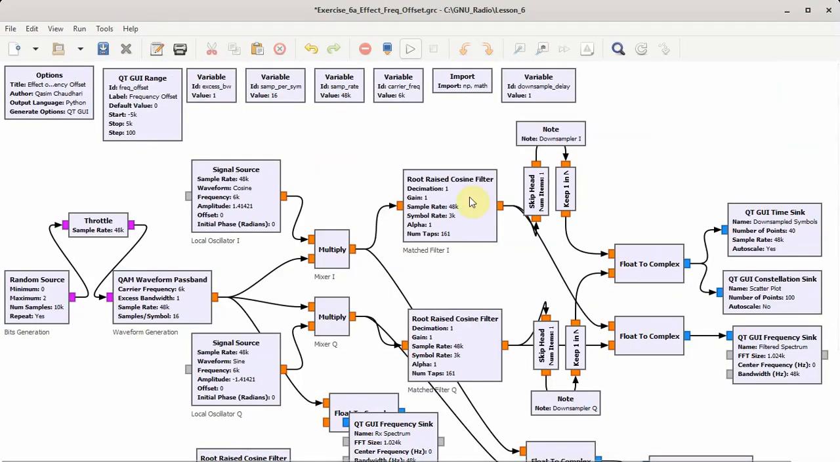Finally, these are the match filter in I and Q arms and the downsampler in I and Q arms, which throw 1 out of every 16 samples. So 15 out of every 16 samples are thrown, so we say that they are down converting by 16. And then the oscilloscope plot, and then we have a scatter plot and the frequency sink. Let us run the flow graph and see what the output is.